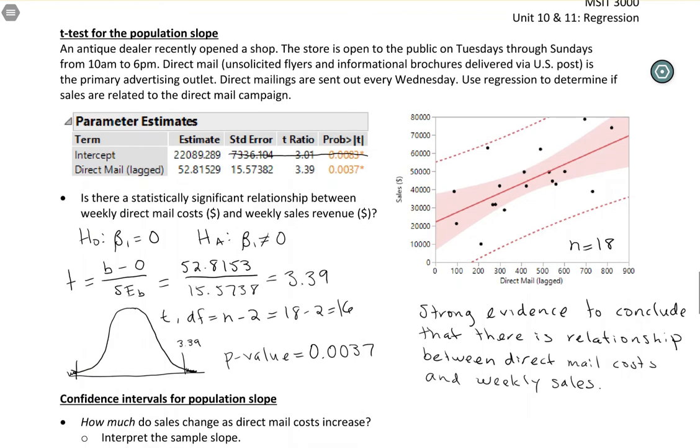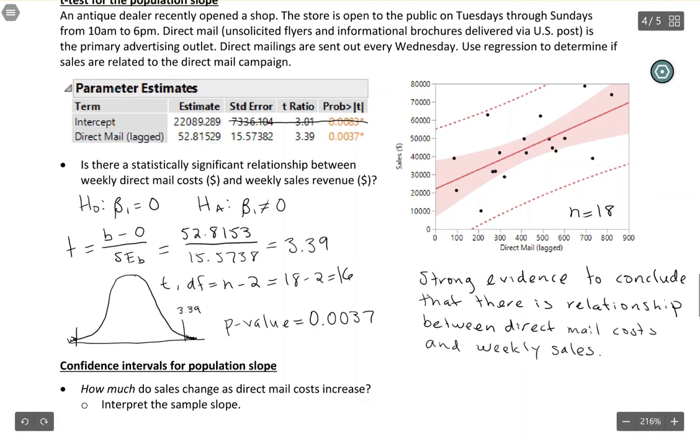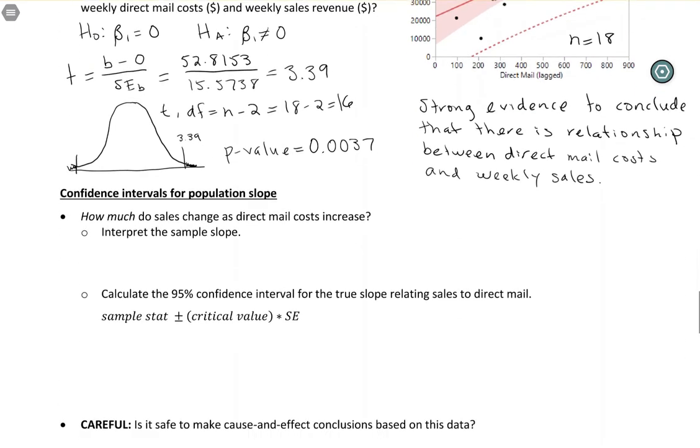So far, all we have from the p-value is that we have strong evidence of a relationship. This doesn't necessarily tell us that direct mail makes a big difference, just that we have strong evidence that there is a relationship. So if we want to figure out how strong the relationship is, how much did the sales change, that's where a confidence interval could be helpful.